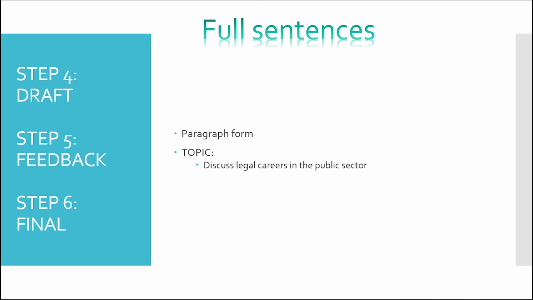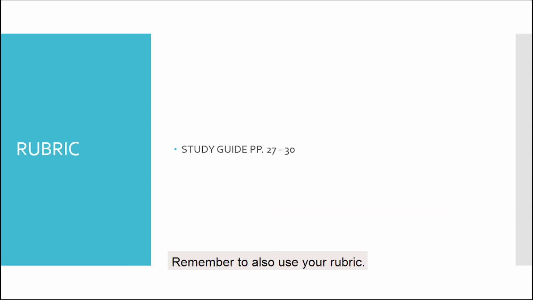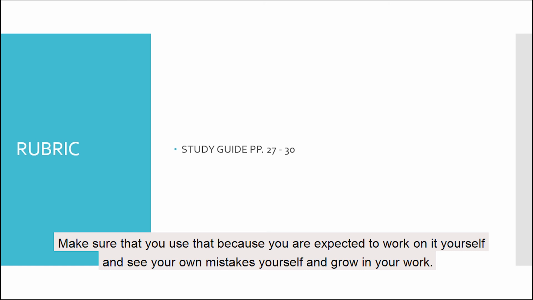Okay, so now that we've looked at step 4 and step 5 and step 6, just a reminder, you are expected to complete step 6 and 7 now, which is using your feedback to create your draft 2 and then submitting that as your final would be step 7. Remember to also use your rubric. Your rubric you can find in your study guide on page 27 to page 30. And you are expected to work on it yourself and see your own mistakes yourself and grow in your work.